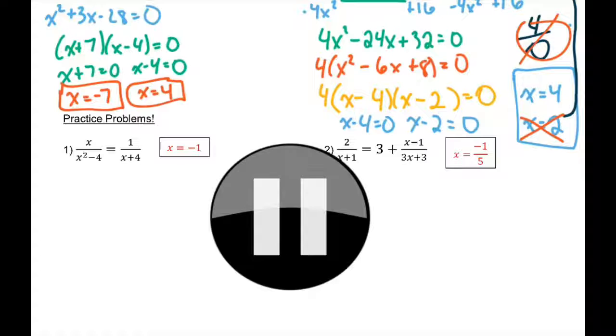Let's pause the video for 1 second, try these two practice problems at the bottom, check in with your answers in a minute.